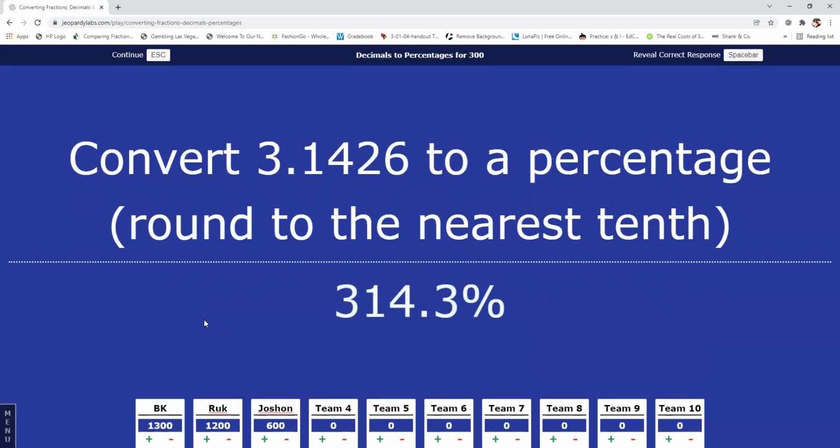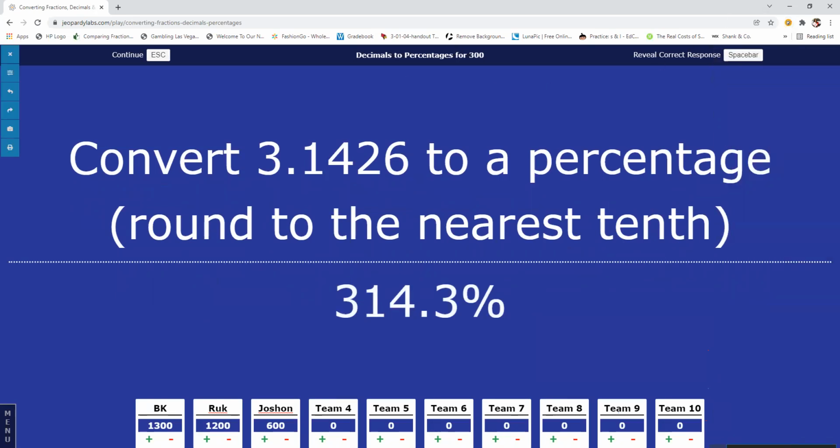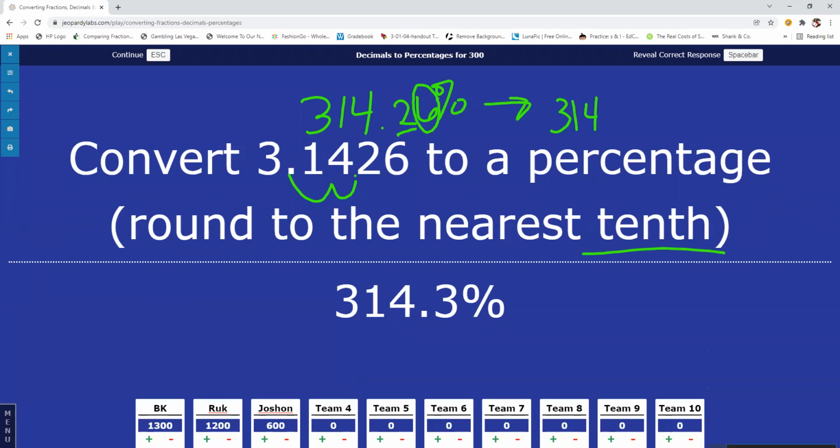All right, the correct answer is 314.3%. So how did we get here? Anytime we go from a decimal to a percent, that means we're going to move our decimal 2 places to the right. So that becomes 314.26. The question specifies round to the nearest tenth. So which value is in the tenth place? Our 2. So we assess the value to the right of it. Because that's a 6, the 2 is going to increase by 1 up to 314.3%. Or it could be 314.30%. Same thing.